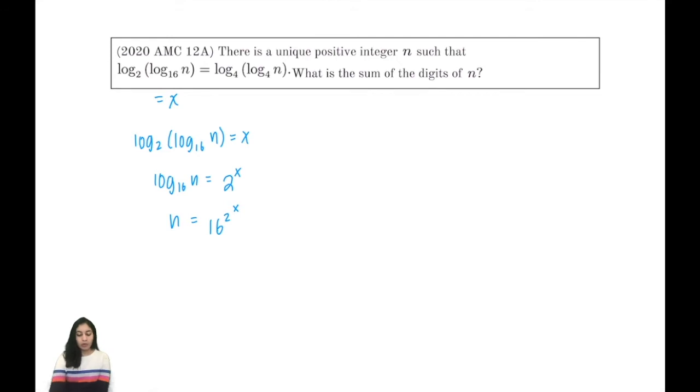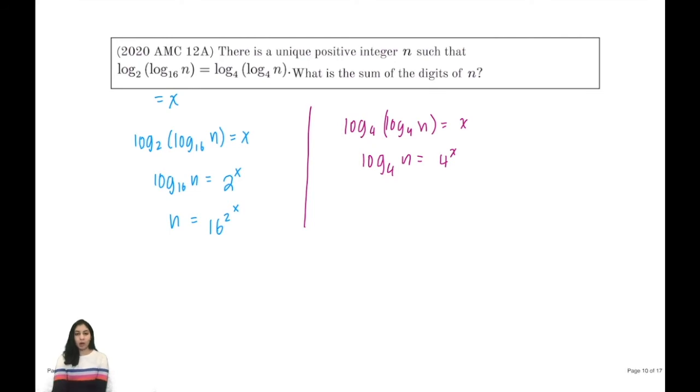Now we perform similar operations for our right-hand side, and we'll see that log base 4 of log base 4 of n is equal to x. That tells us that log base 4 of n is equal to 4 to the power of x by taking the exponent of 4 on both sides, and then we take the power of 4 on both sides again, and we get n is equal to 4 to the power of 4 to the power of x.